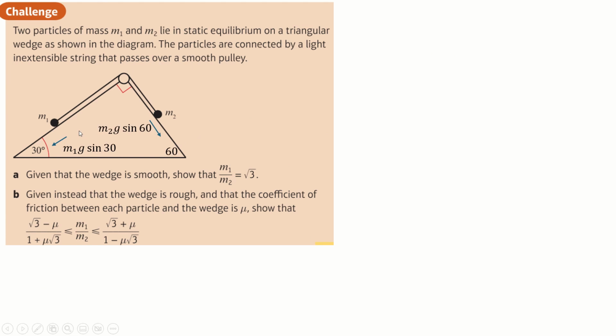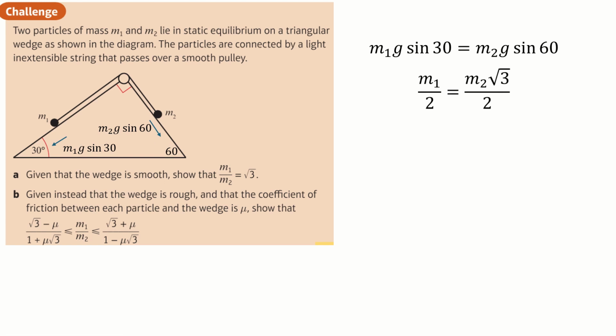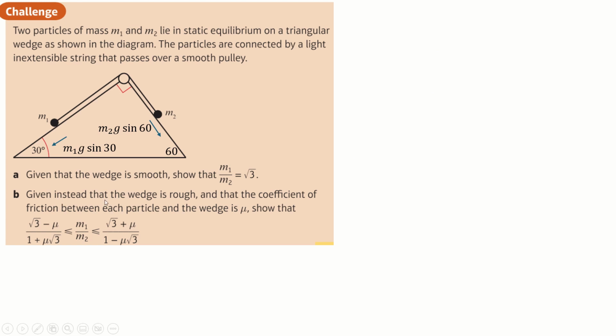If this is smooth, that's all that's going on, right? And if they're in equilibrium, then of course this force is equal to this force because neither of them is moving. We can just cancel the g's, put in the things that we know, and then we end up with this very quickly. Now we know that apparently it's not smooth, it's rough.